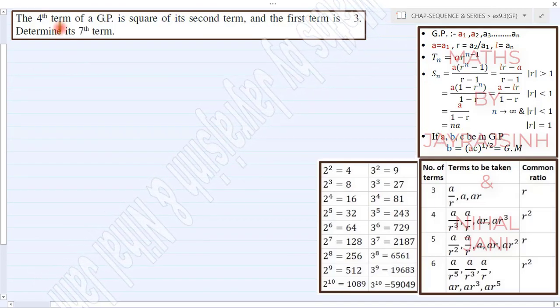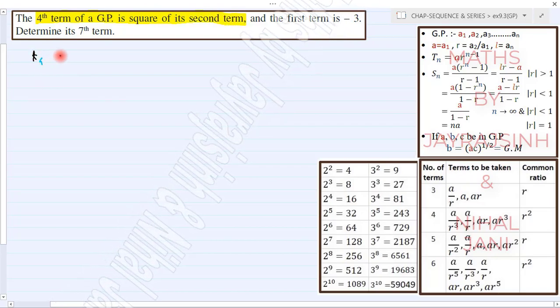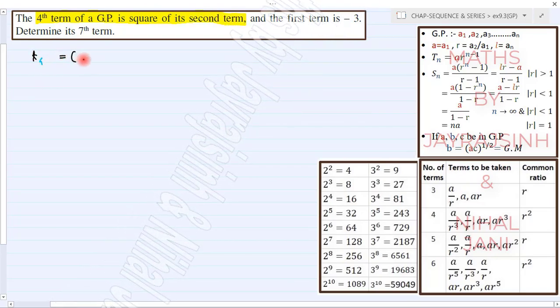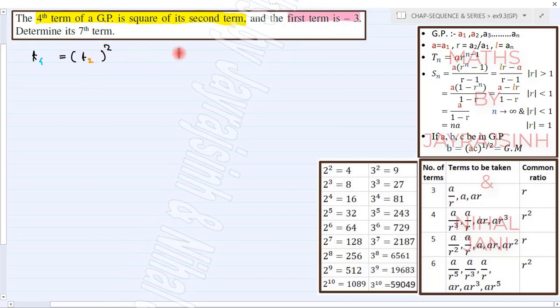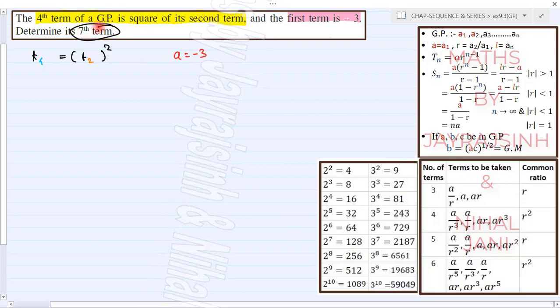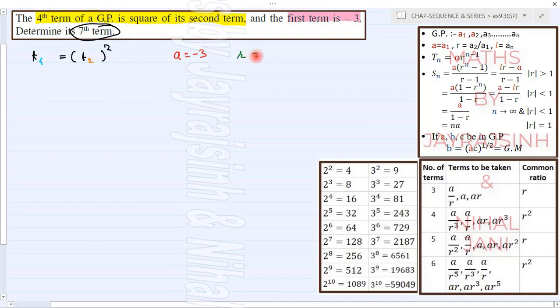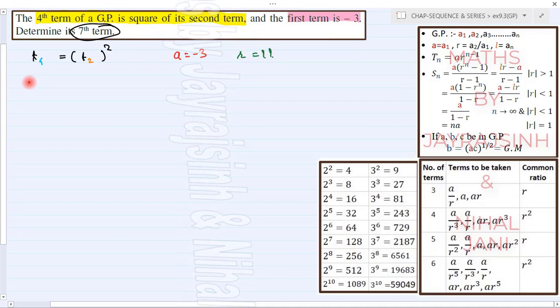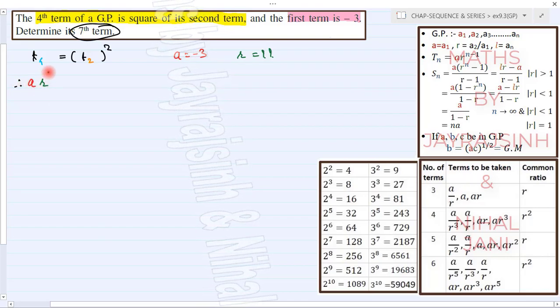In this question, it is given that the fourth term of GP is equal to the square of the second term, and the first term is given as -3, and we have to determine the seventh term. So the only unknown of the question is R. So let's use the formula of the nth term, which is AR^(n-1).